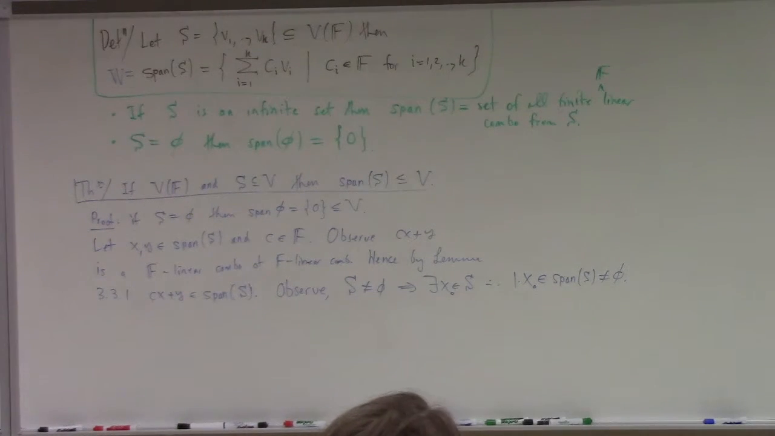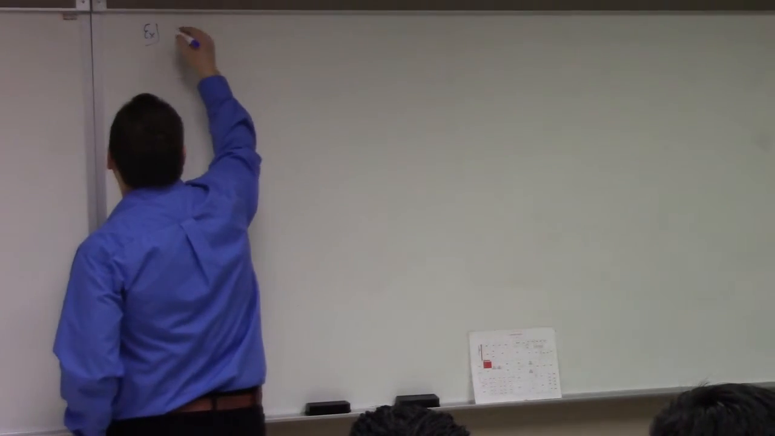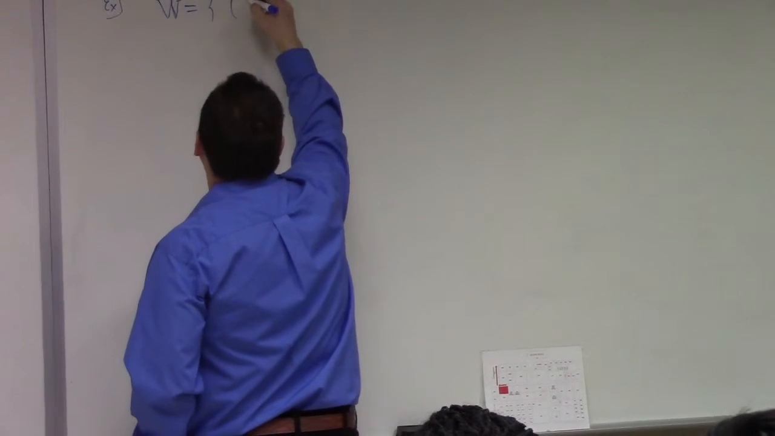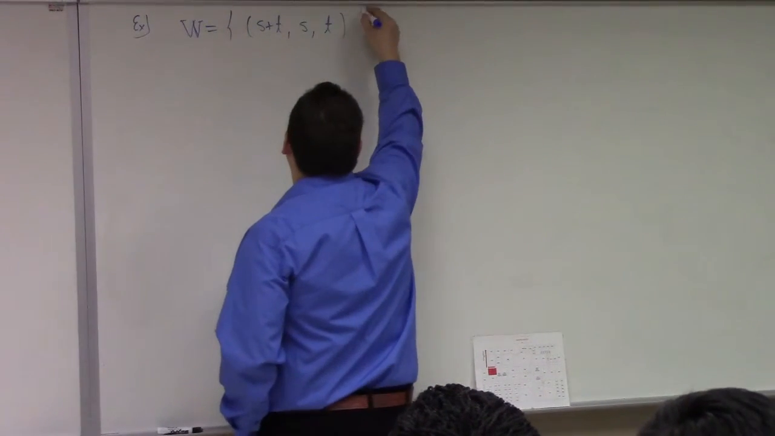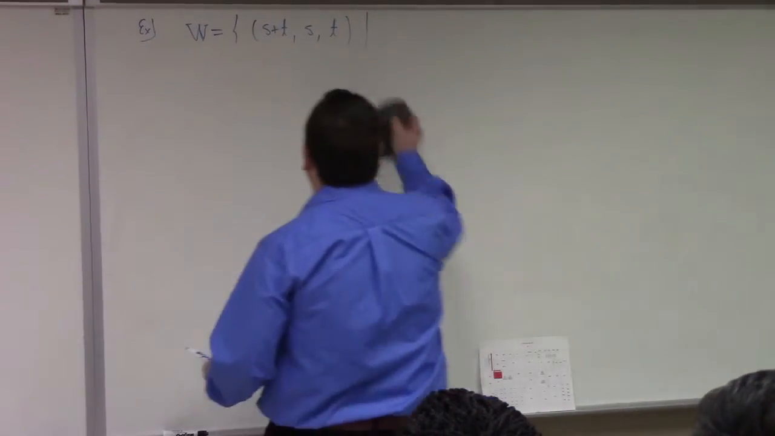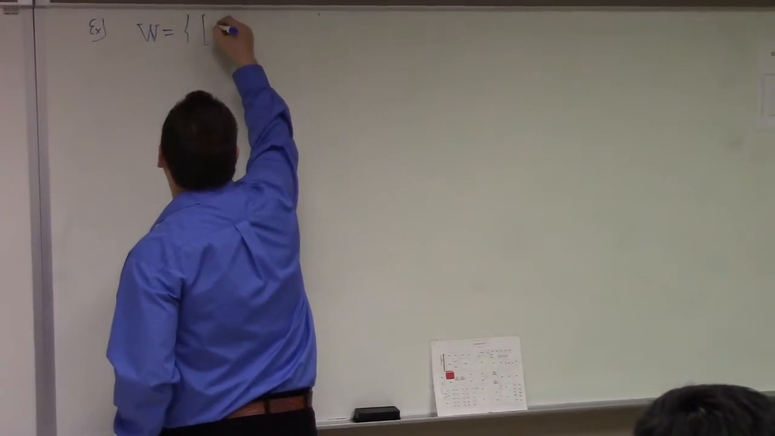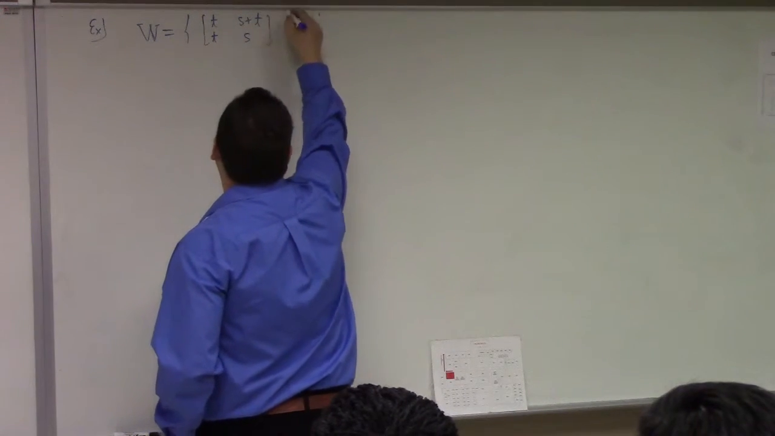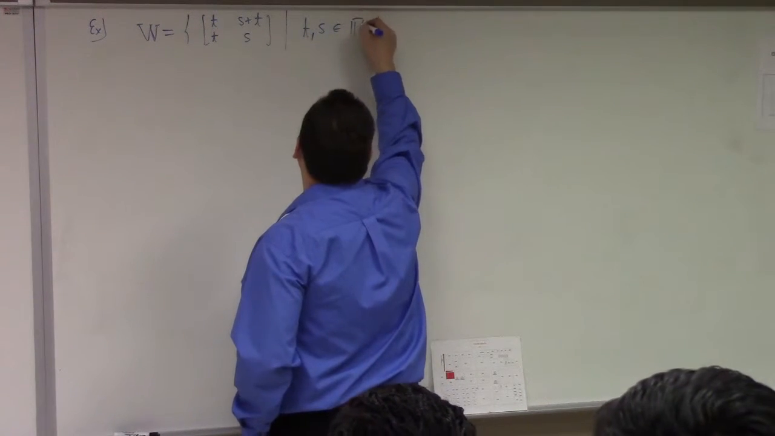Here, let me look at a couple of examples with you guys. Example, we could have W equal to something like S plus T, comma, S, comma, T, such that... oh, I already have that example in the notes. Let me look at something more exotic. This one's too easy. Let's look at something more fun. How about this? T, S plus T, T, and S, such that T and S are elements of the reals. I'll keep it real.